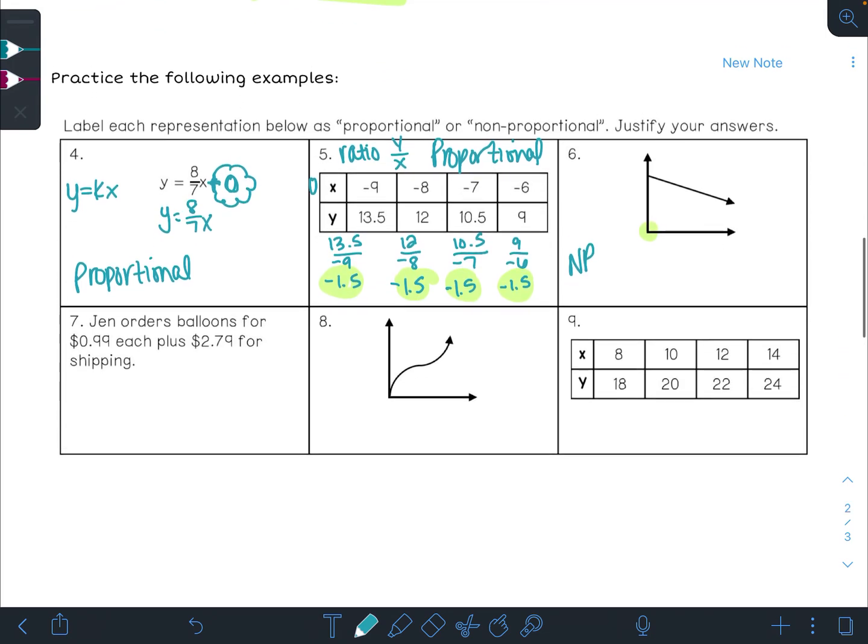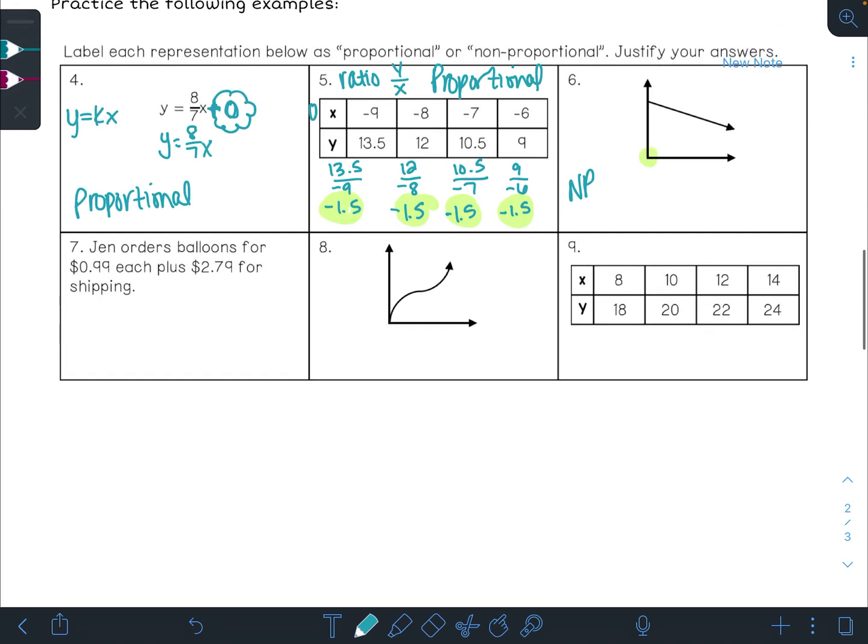So if I write the expression for number 7, it is 99 cents for each balloon plus 2.79 for shipping. So that would be like y is equal to 0.99x plus 2.79. I have this constant on here, which would cause it to be non-proportional because that matches y equals mx plus b, making it not proportional.